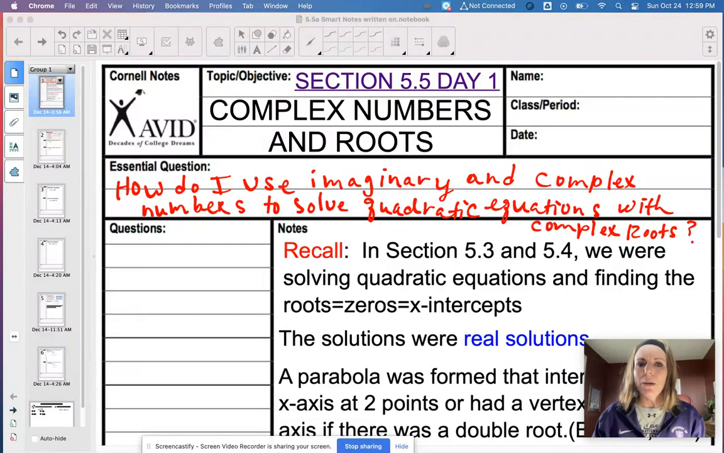Section 5.5, Day 1, Complex Numbers and Roots. Please write down the essential question. How do I use imaginary and complex numbers to solve quadratic equations with complex roots?